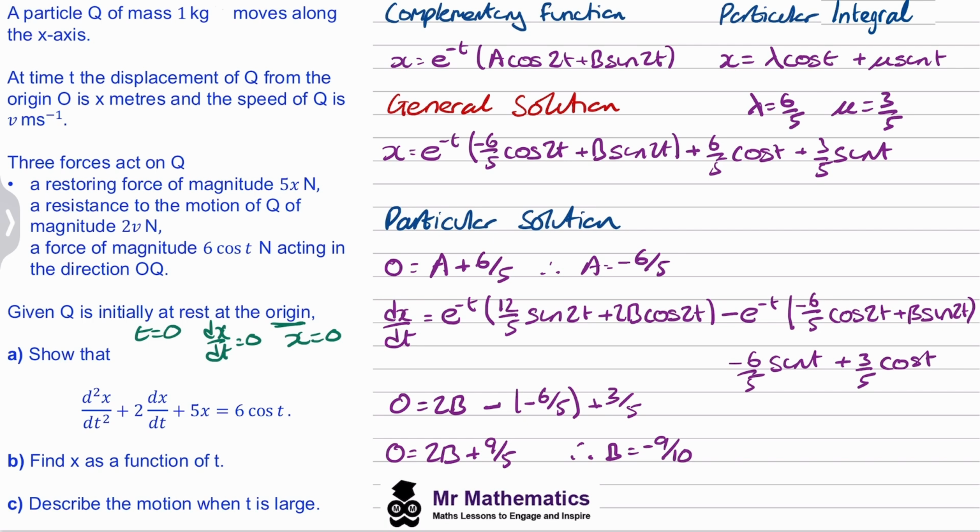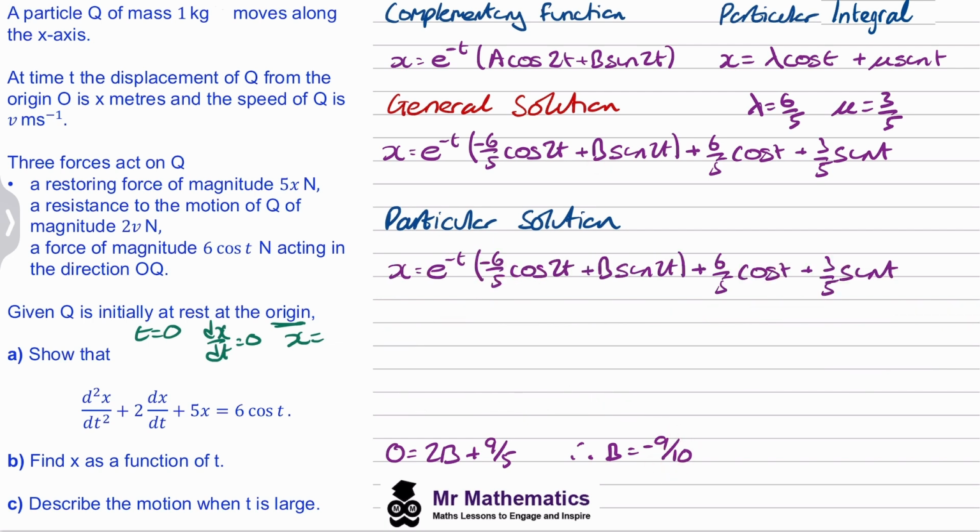And now we can substitute this value for b back into here. So b will become negative 9 over 10. Okay? And this is the particular solution, x as a function of t.